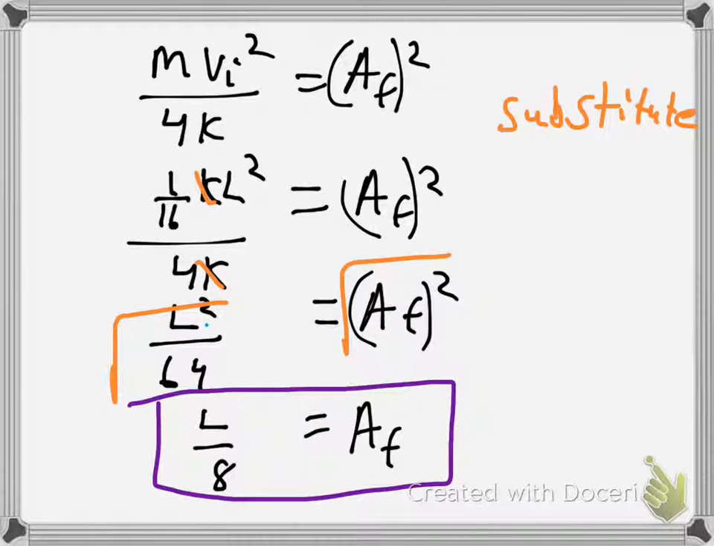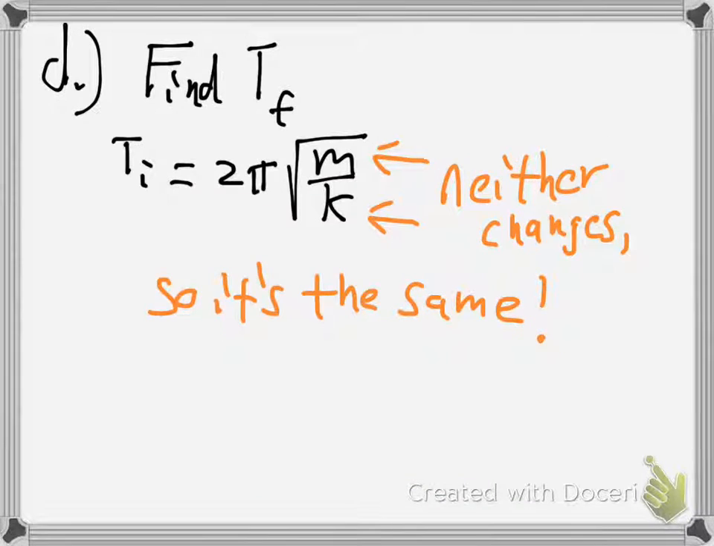Okay, part D is a very simple conceptual part of the question. It asks about the period. Well, the equation for the period of a spring is 2 pi times the square root of m over k. Well, the mass of block 1 and the spring constant of the spring do not change, so it's still the same. So don't get tricked there.